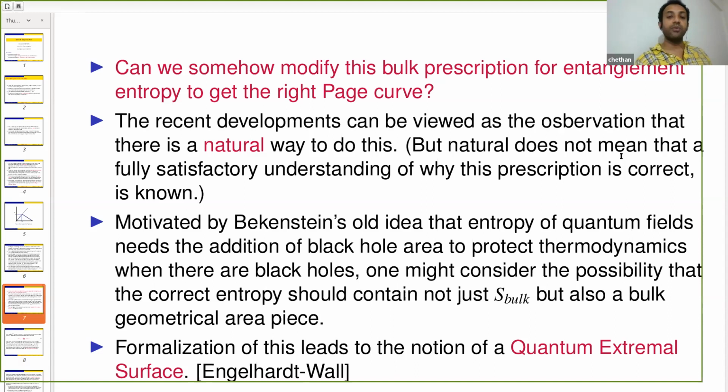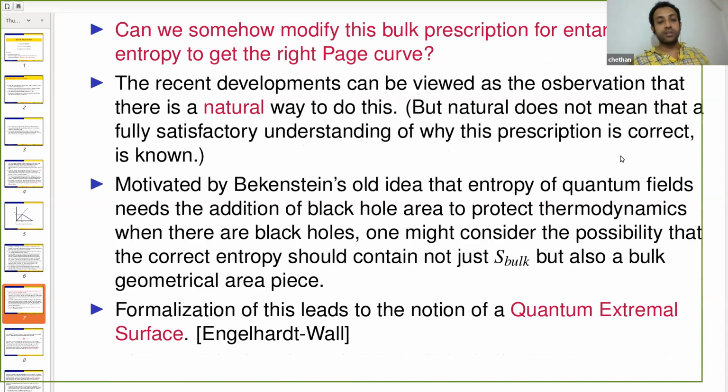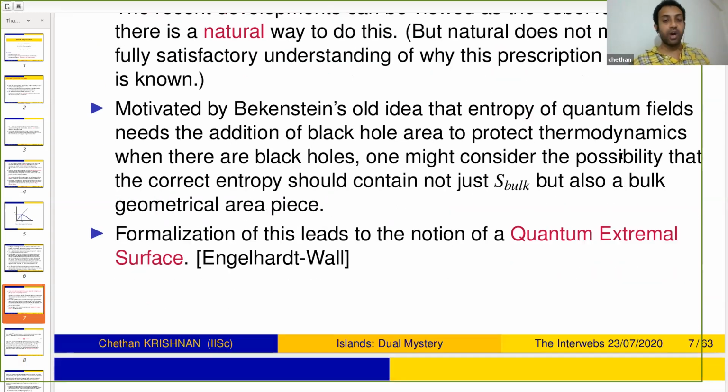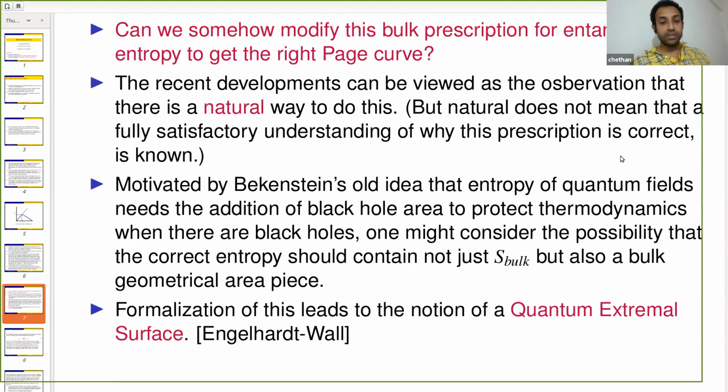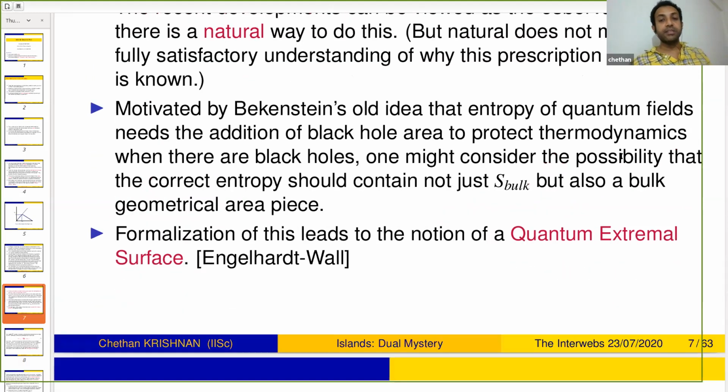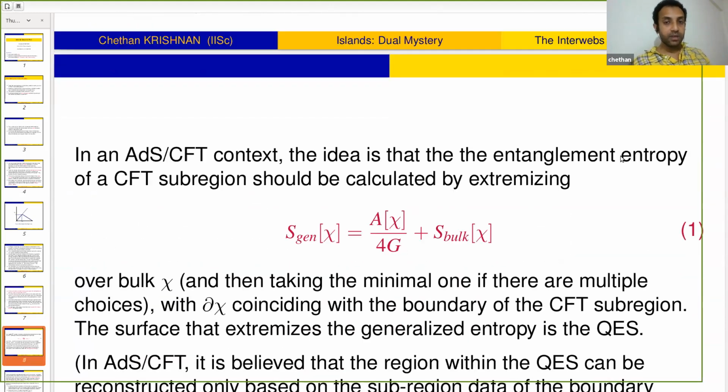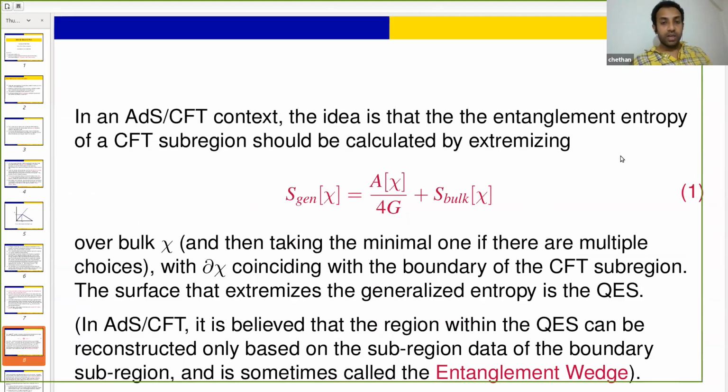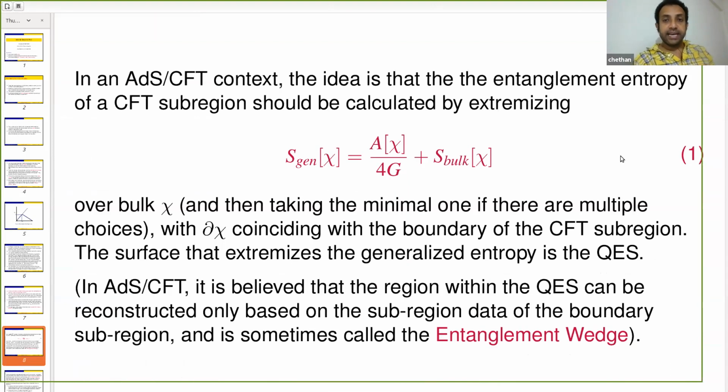Analogous to that, one might think that adding some sort of an area term to the S bulk might be the way to get the correct prescription for the entanglement entropy. This is just an analogy, and the formalization of it is what one calls the quantum extremal surface. It leads us to an idea called the quantum extremal surface, proposed by Engelhardt and Wall, and that's the key object that one uses to make these recent statements about the information paradox.